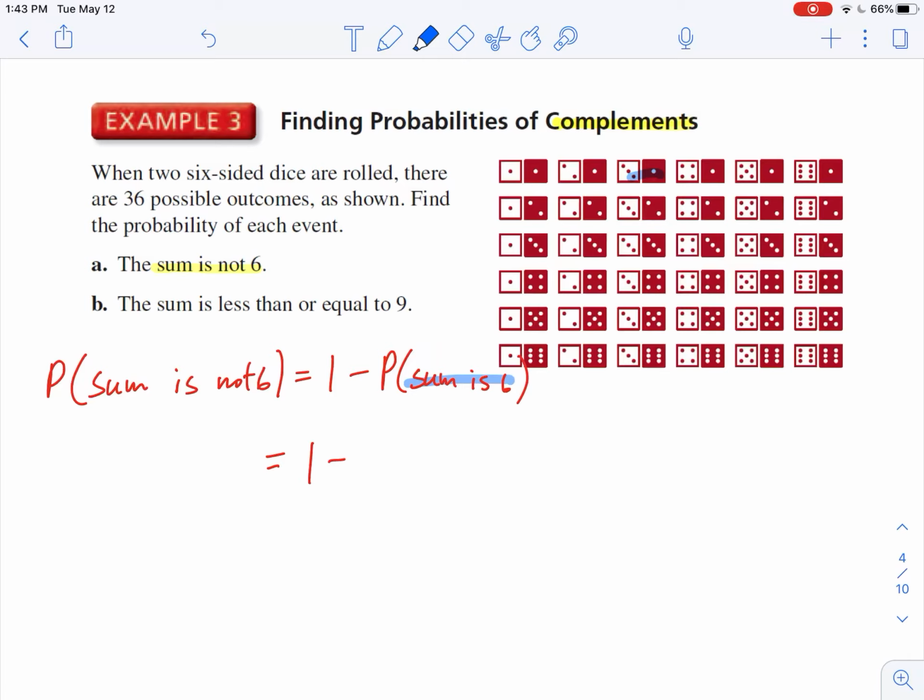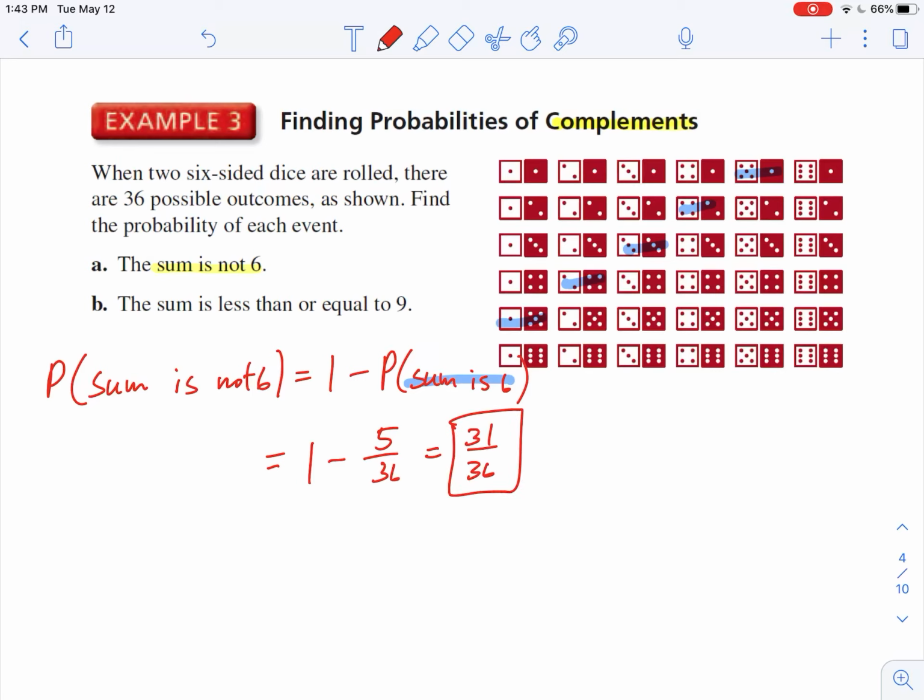So 1 minus, what would the probability be that the 2 dice add up to 6? Well, all we have to do is find all those patterns where the numbers add up to 6. So a 1 and a 5 is a 6, 2 and a 4 is a 6, 3 and a 3 is a 6, a 4 and a 2, and a 5 and a 1. And how many of those are there? There are 5 of those out of 36 total. When we subtract that out, we get 31 over 36.